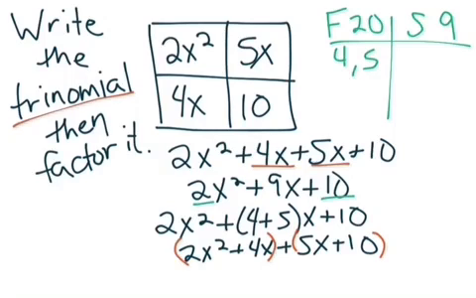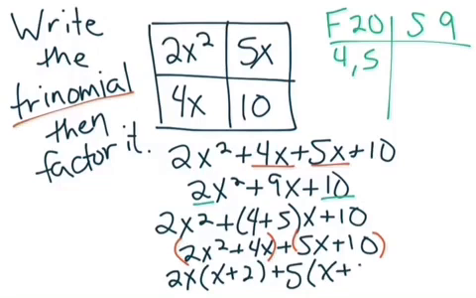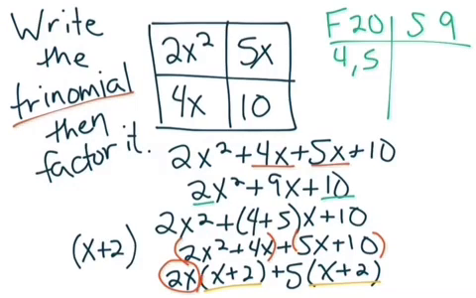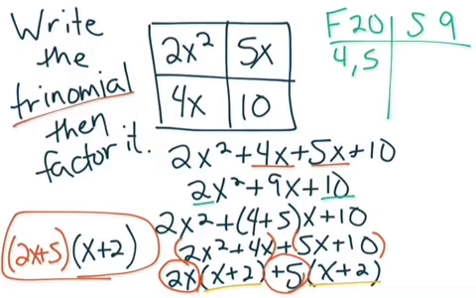Pull out greatest common factor, which on this one is obviously going to be 2x, which leaves me x plus 2. And over here we're going to pull out 5, which leaves me x plus 2. So obviously one of my factors is x plus 2. And my other factor is going to be this front one and that one right there. So I'm going to have 2x plus 5, and there are my factors.